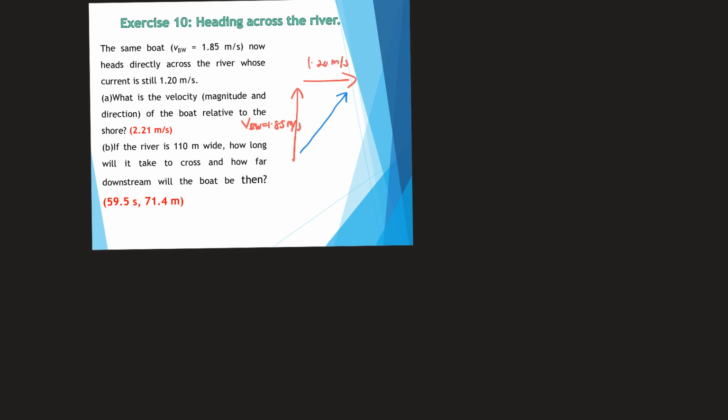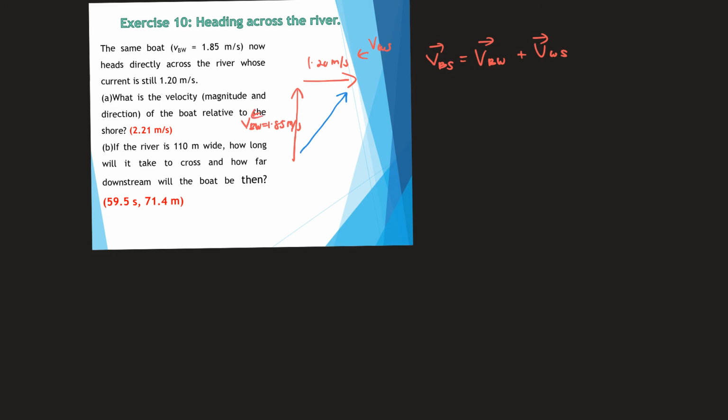Okay, so for example, if the question doesn't state a direction like north, east, south or west, you can draw any direction for the river current. But if the question states north, east, south, or west, then you need to draw based on the direction given. The question asks you to find the velocity, magnitude, and direction of the boat relative to shore. So the velocity of the boat relative to shore is the velocity of the boat relative to water plus the velocity of water relative to shore. This one is the velocity of water relative to shore, and this one is the velocity of the boat relative to water.